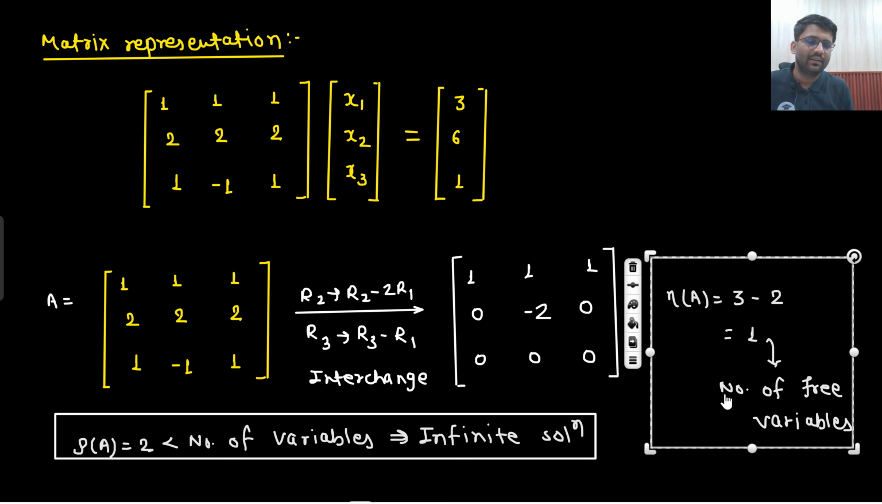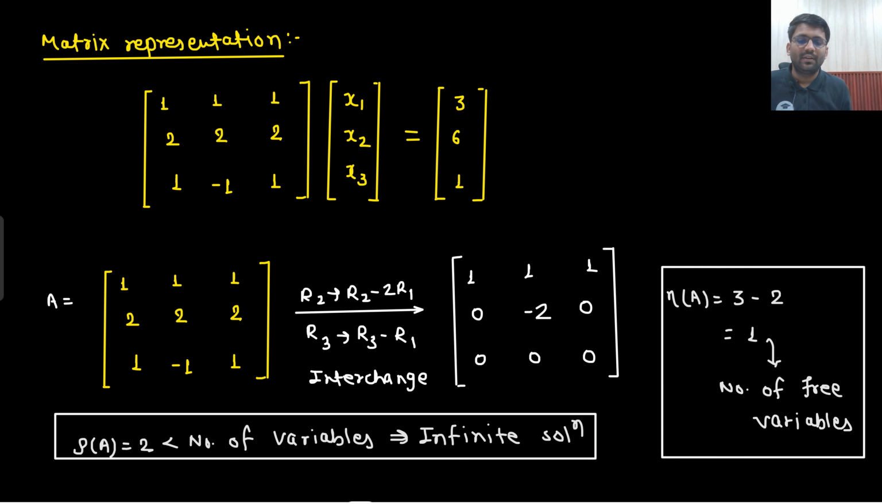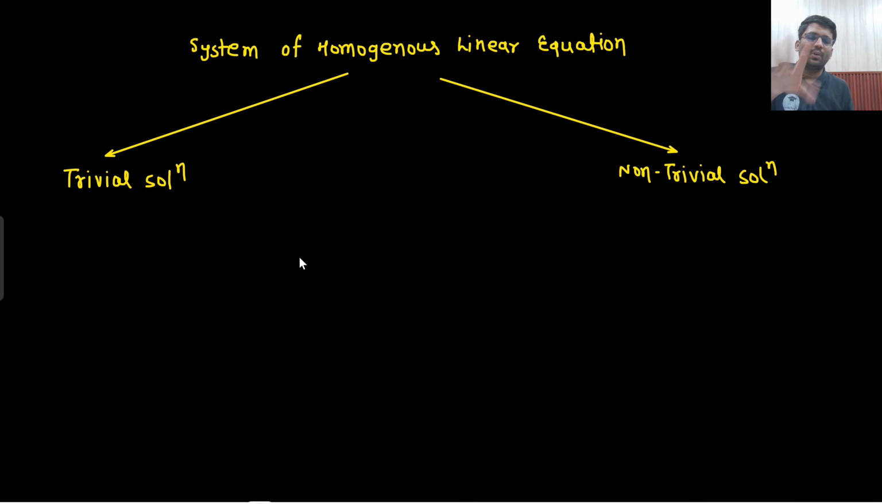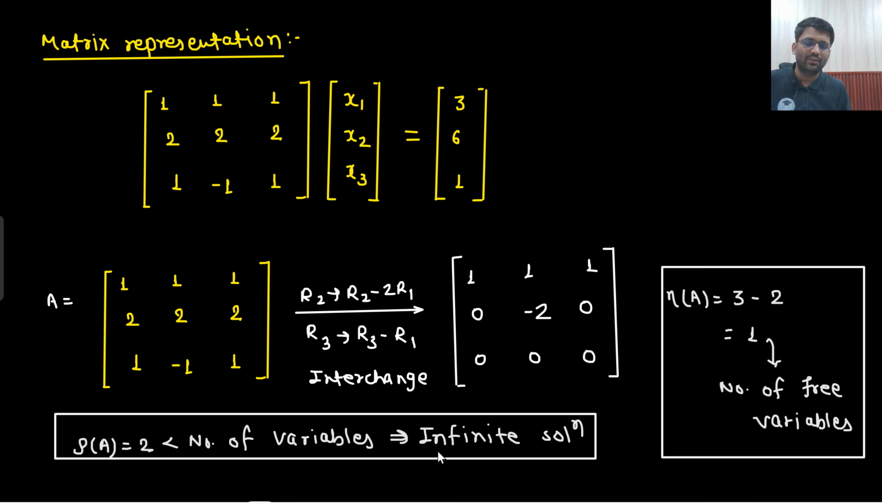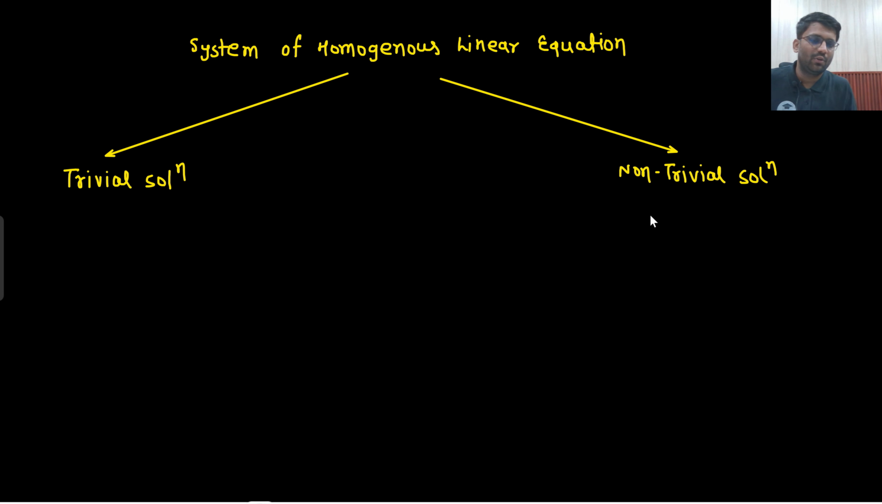Nothing new is there. The only thing is that this time inconsistent solution will not exist. So this time there will be two kinds of solutions, either trivial solution or non-trivial solution. What is the meaning of non-trivial solution? Infinite solutions. And what is the meaning of trivial solution? Trivial solution means unique solution.